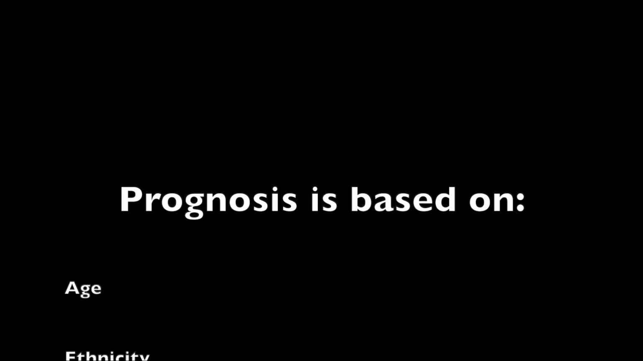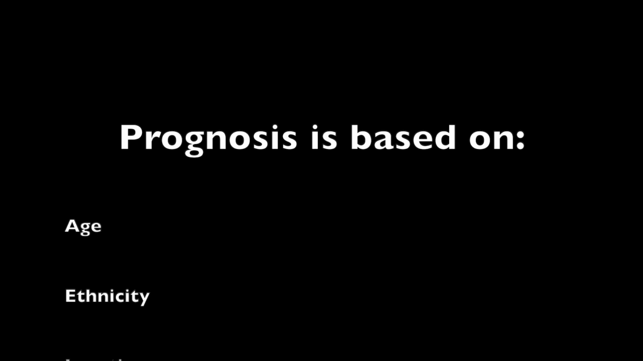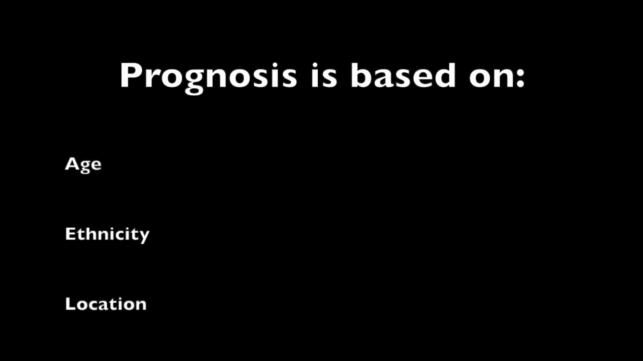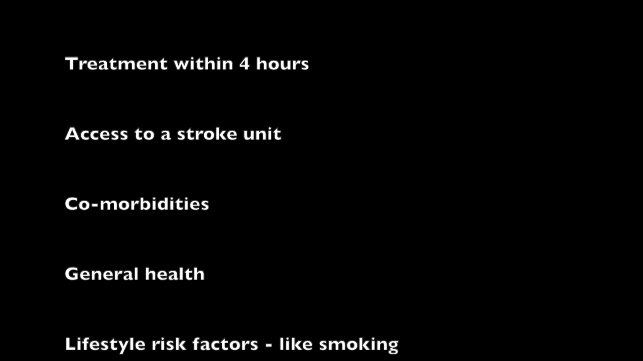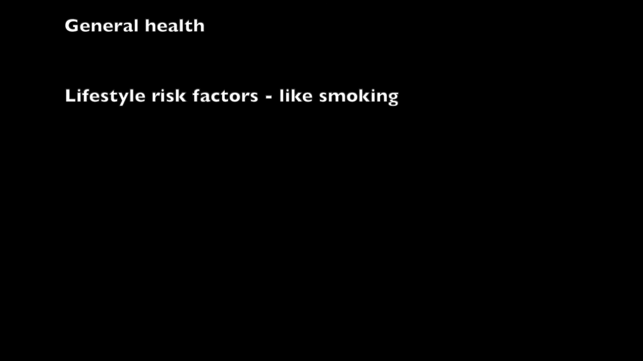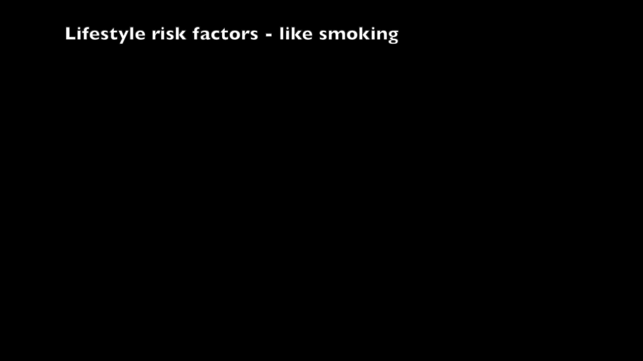There are many factors that influence a patient's outcome after stroke. These include age, ethnicity, location, and how quickly they received medical intervention, and also where they live. For instance, people living rurally are less likely to have access to a stroke unit or receive treatment within the 4-hour window for alteplase. These patients are more likely to have a greater chance of death or more disability long term. The general health and other comorbidities are also likely to affect their long-term prognosis.